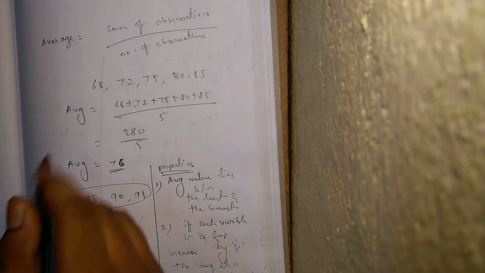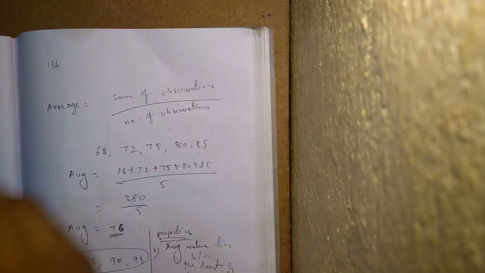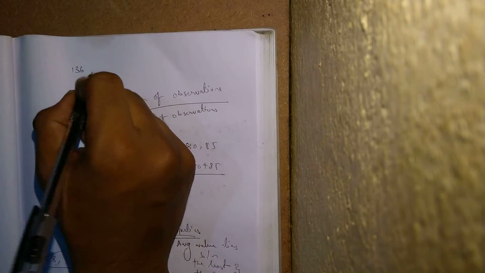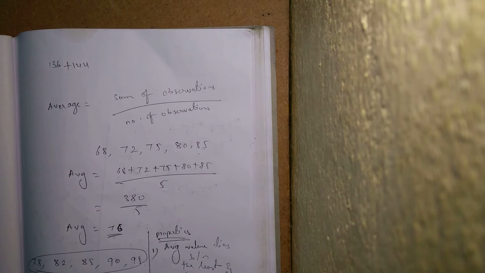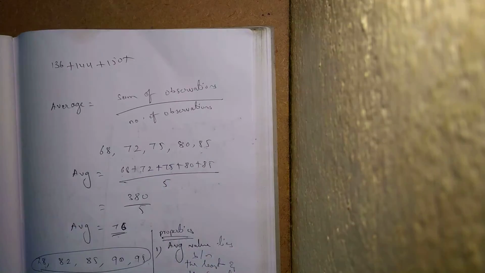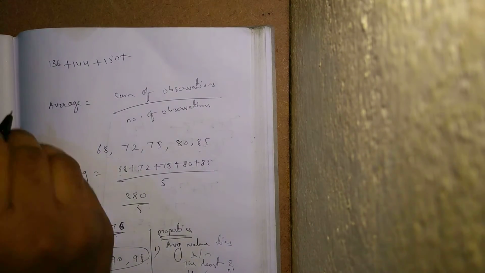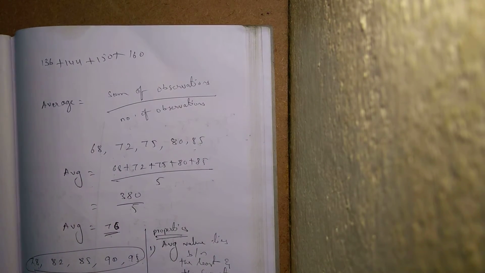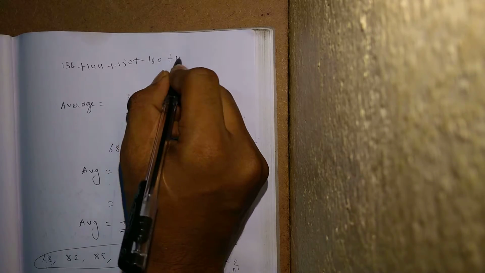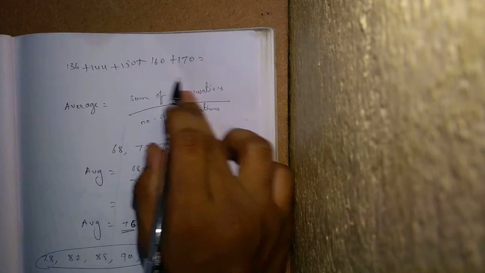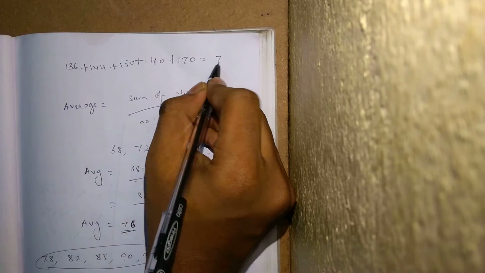68 into 2 is your 136. And 72 into 2 is your 144. Sorry, and 75 into 2 is your 150. And 80 into 2 is your 160. 82 is 160, right? And 85 into 2 is your 170. So I want you to add all those. Okay, so when you add all these terms, it appears to be 760.